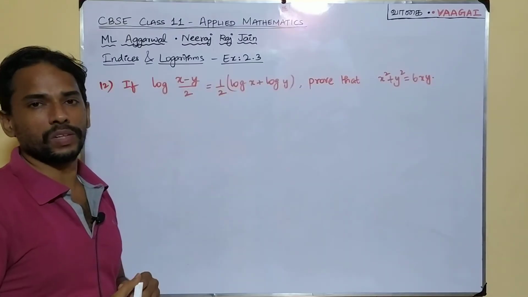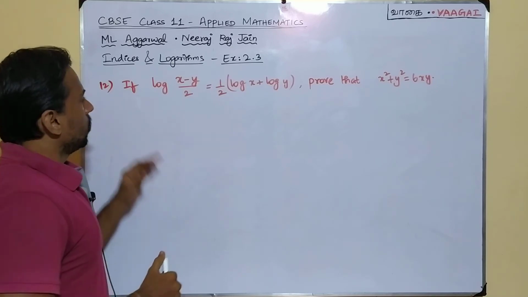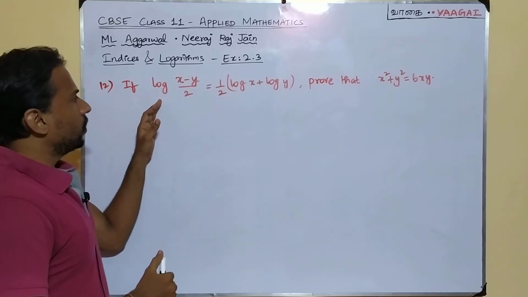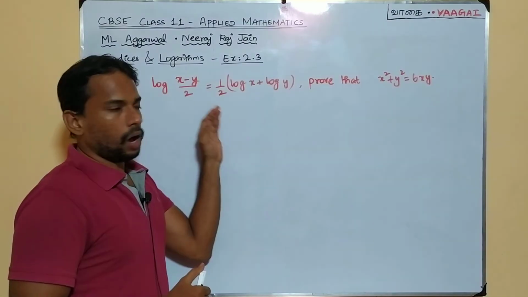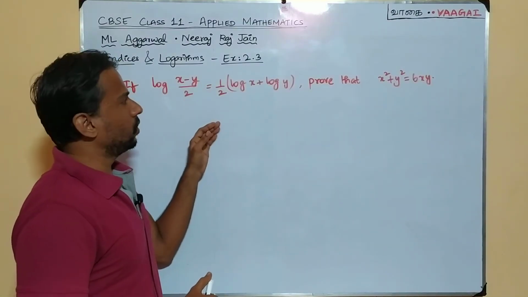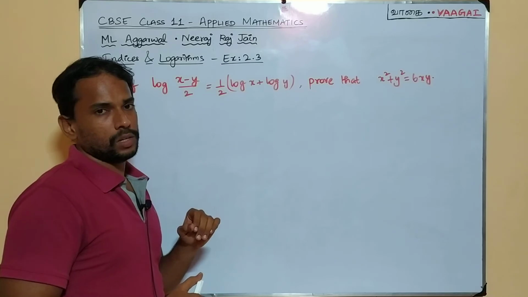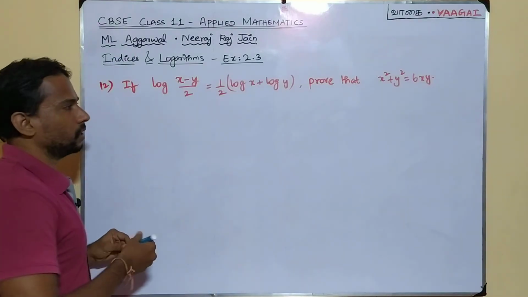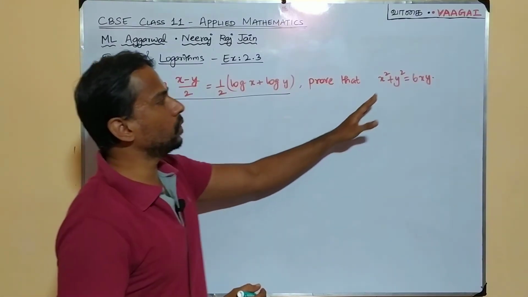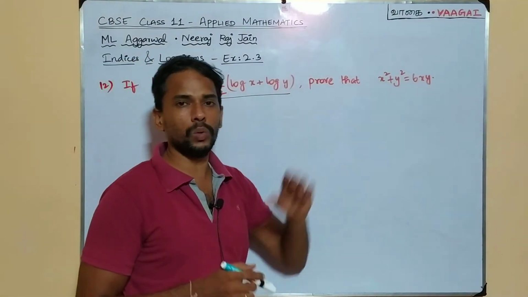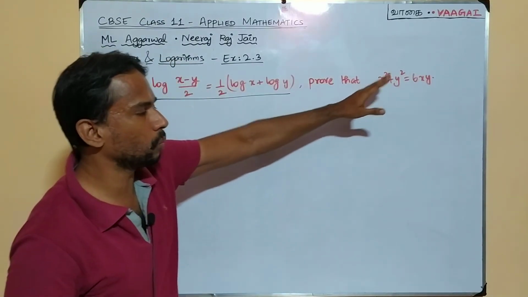Another interesting question is with us. We'll see it. If log of (x minus y) by 2 is equal to 1 by 2 of (log x plus log y). So this is what is given. This is a given condition. Then we have to prove that x square plus y square is equal to 6xy. This is what we need to prove.